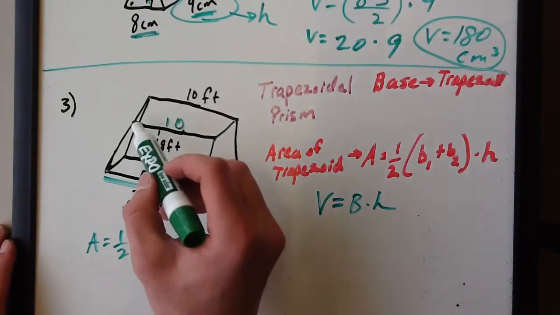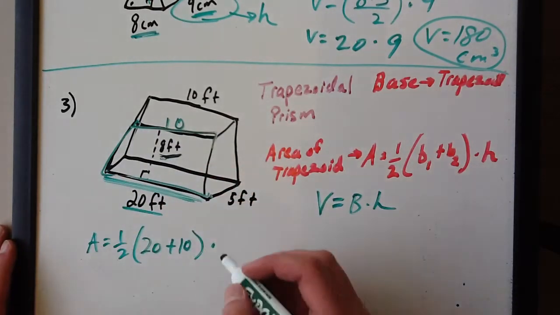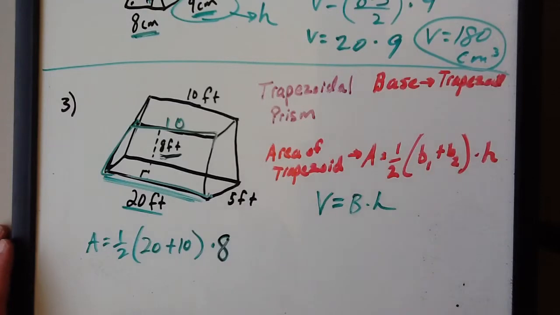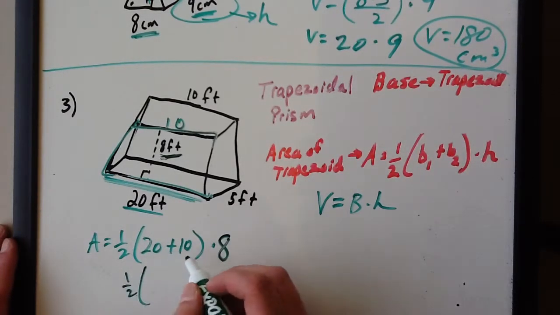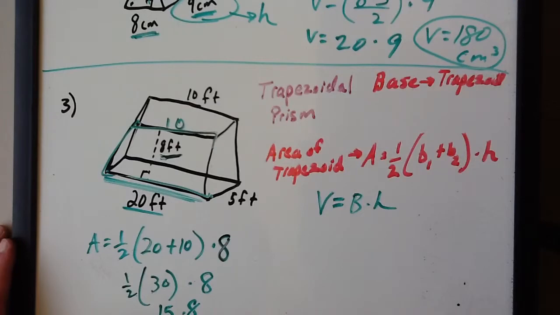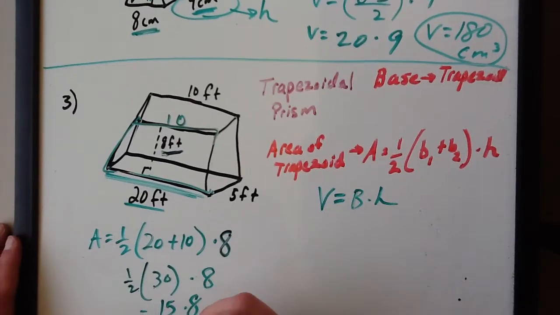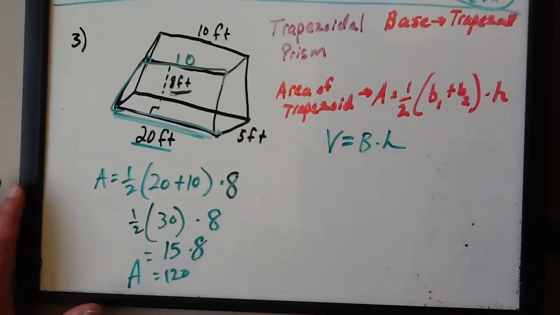The height of the trapezoid, this figure right here, from here to here to here to here, is 8. Okay, so I got to times 8. That's the height of the trapezoid. So I have 1/2 times 10 plus 20 is 30, times 8. 1/2 of 30 is 15. 15 times 8 is 120. Okay, so that is the area of the trapezoid.